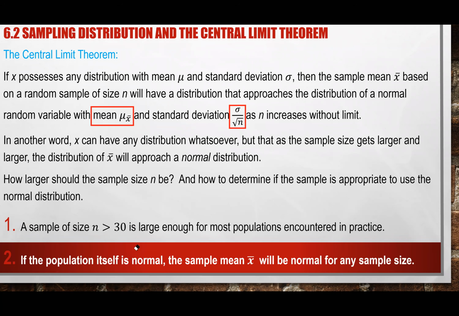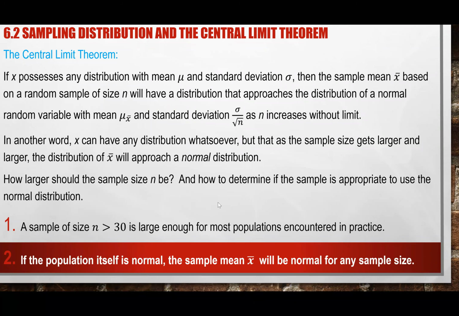Okay, so again, those are the two criteria for using this central limit theorem, for us to use the normal distribution for the sample. We need the sample size to be bigger than 30, or we need the population to be normal itself. If the sample size is not bigger than 30 and the population is not normal, we cannot use it. Okay, so those are the two criteria we have.